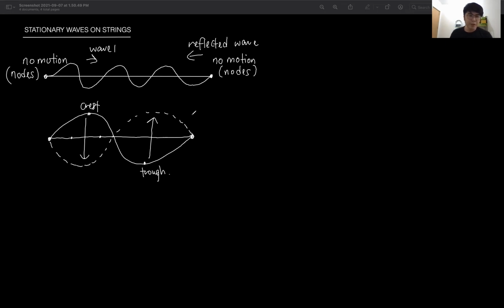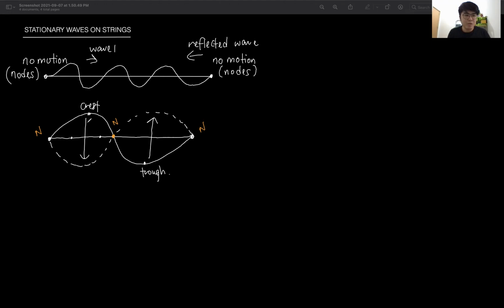Now, you will notice that a few points on the string will not move, in the sense that they will not go up and down. Which two points? Of course, both ends cannot move because they are fixed. And at the center, you will find that one point is also not moving. Over time, the string goes up and down, but that point is not moving. It stays at zero displacement.